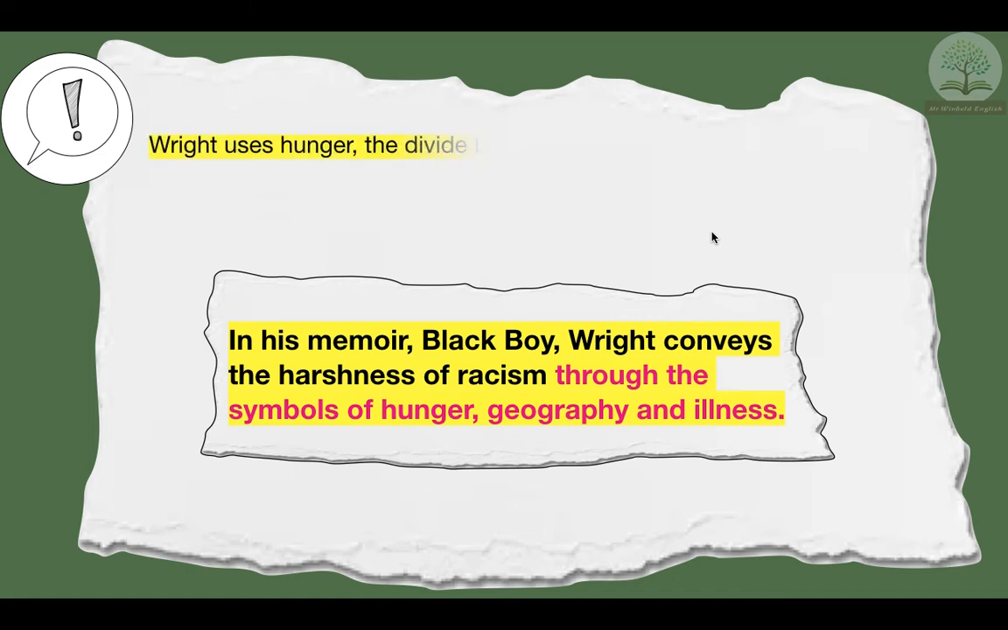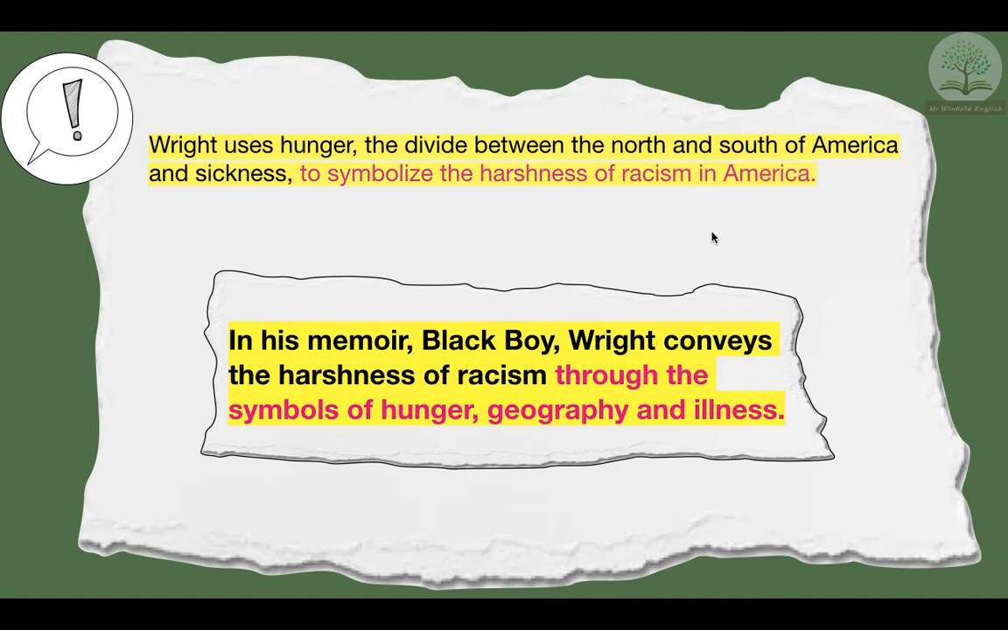So we might say, Wright uses hunger, the divide between the North and the South of America, and sickness to symbolize the harshness of racism in America. Here we've used the same point, however we've not used the same language, so we've avoided being repetitive.